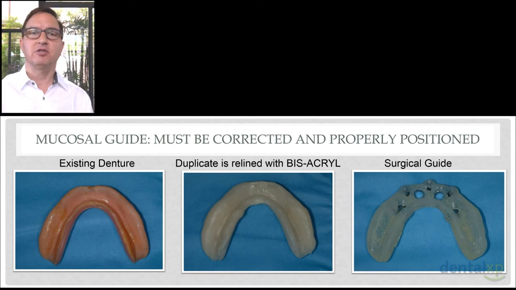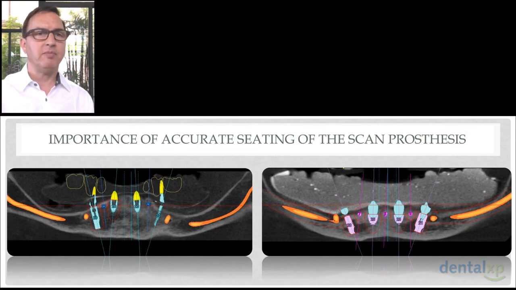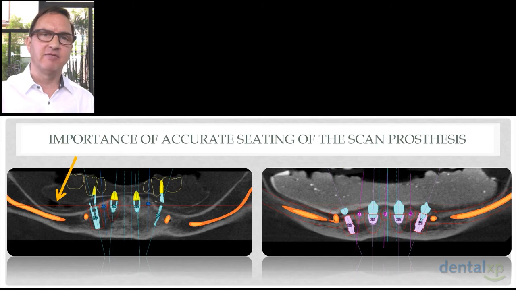So the final surgical guide is ultimately a relative of the original scan prosthesis. It's important to make an appropriately seated and fitting scan prosthesis. I mentioned the patient biting down on a bite fork. You can see in this image the posterior aspect of the scan prosthesis is lifted away from the mucosa, and that is a very defective fit.